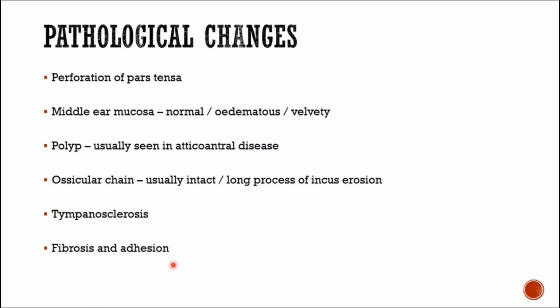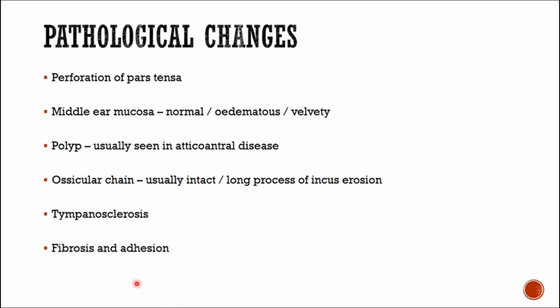And as I mentioned earlier, when there are recurrent bouts of infection, whenever there is any inflammation or infection, the body will try to heal that process. In that healing process, there will be some fibrosis. Because of this fibrosis, there will be adhesion between the ossicles, or between the ossicles and the mucosa, or between just parts of mucosa, leading to fibrosis and adhesion. So all these pathological changes can aggravate the patient's problem.